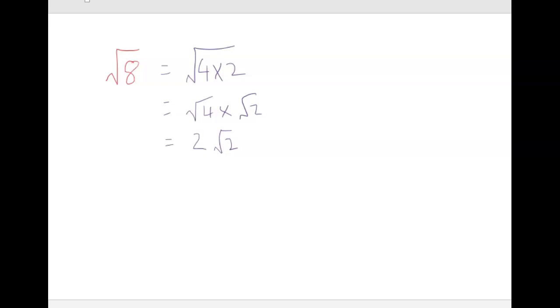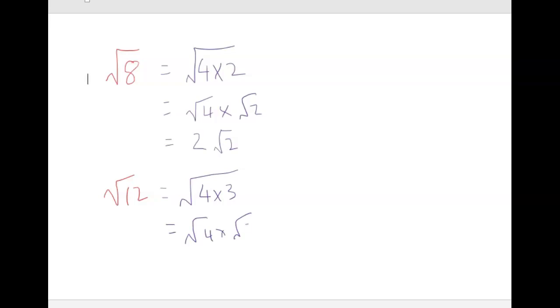All right, let's do the next one on the list. And from memory, it was 12. So the square root of 12. Okay, so what square number went into 12? It was 4. So 4 times what gives you 12? It was 4 times 3. So then just separating these two out.